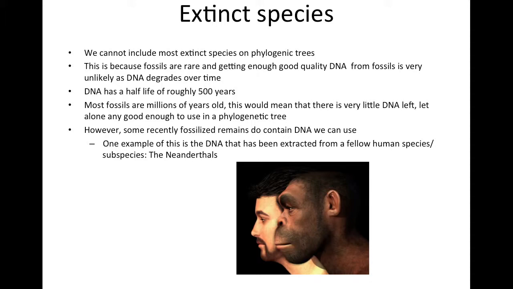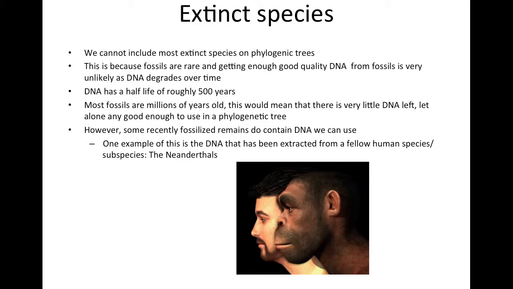So we've covered all our key terms, guys, and I'm just going to mention a couple of things I think are quite worth noting. One of the problems with phylogenetics is extinct species. We cannot include most extinct species on phylogenetic trees. This is because fossils are rare, and getting enough good quality DNA from fossils is unlikely as DNA degrades over time. DNA has a half-life of roughly 500 years, and as most fossils are millions of years old, this would mean there is very little DNA left, let alone any good enough to use in a phylogenetic tree.